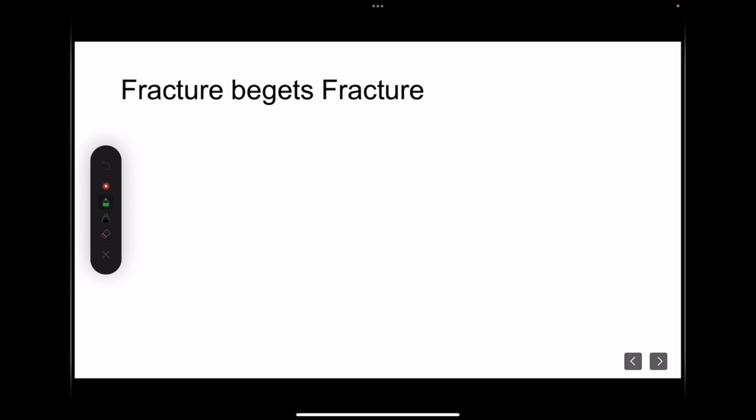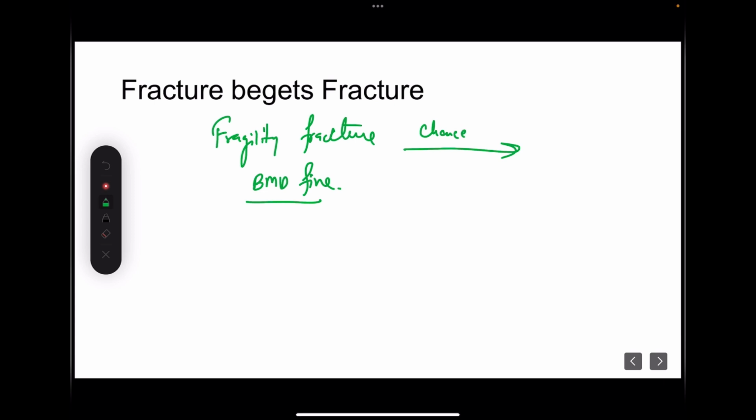Fracture with fragility fracture. What does it mean? Whenever a patient has a fragility fracture, even if the BMD is fine, in that patient, the chances of future fragility fracture will be very high.